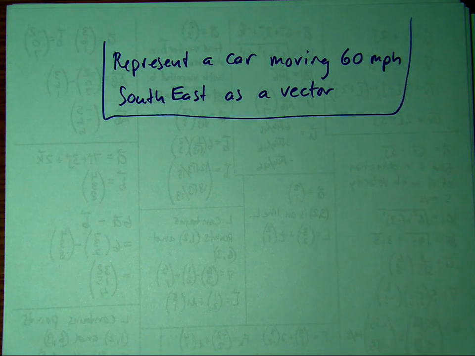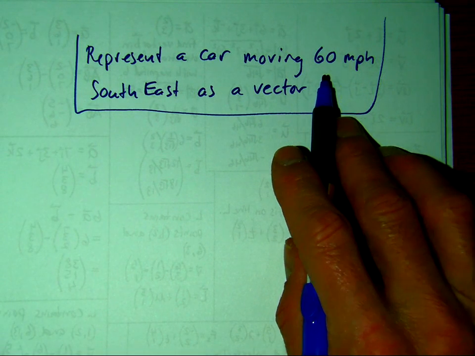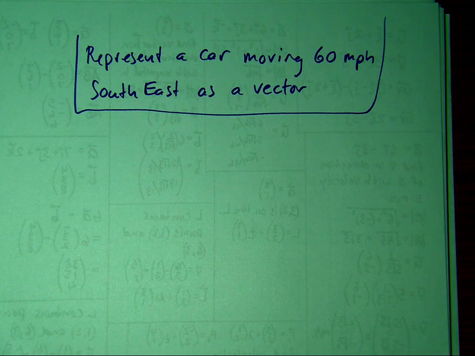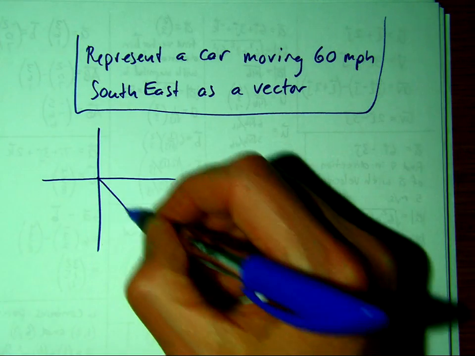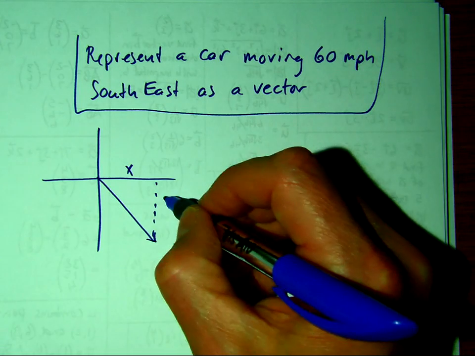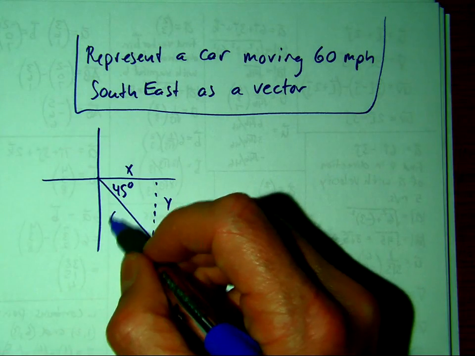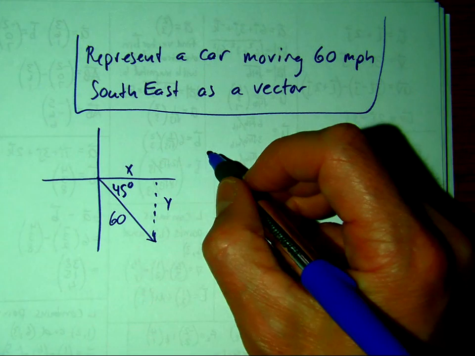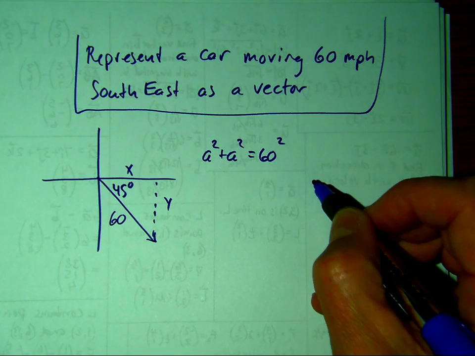And so here, since we have a magnitude of 60 and a direction, southeast, it can be represented as a vector. It is a vector. So pause the video and try that one. That's southeast. We need to know the x and the y. It's a 45-degree angle, and the length or magnitude is 60. So then we can do the same steps.